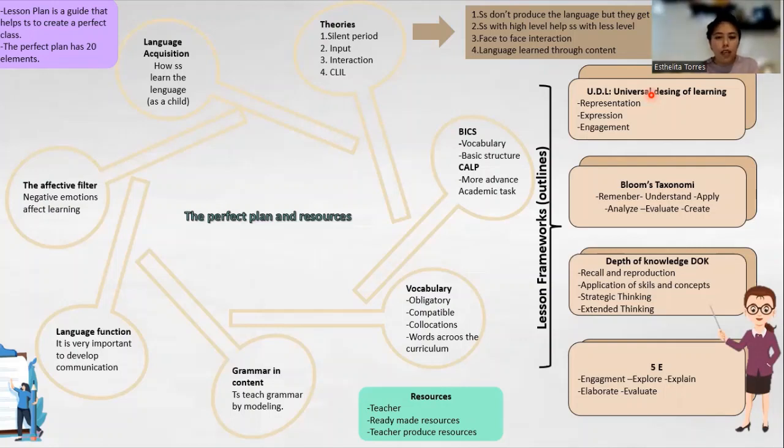The second, the input hypothesis. This is that students with a high level help students who have a lower level. And the interaction hypothesis is about face-to-face interaction, and also here students learn from errors, but the teacher needs to correct them. And finally, CLIL, it's the language learned through the content.